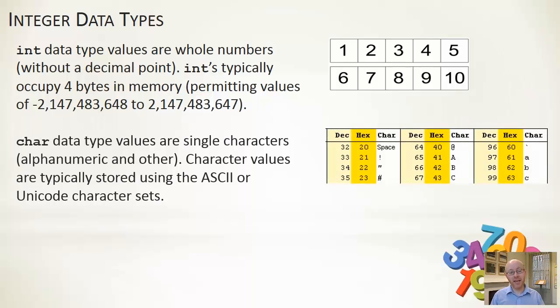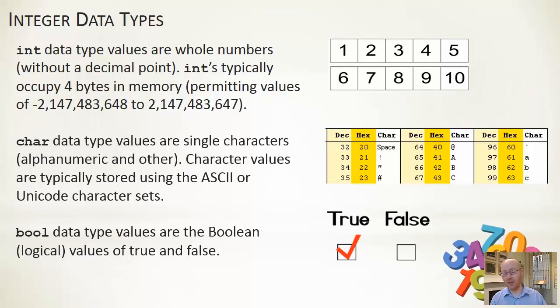For chars then, single characters, if they are represented using ASCII, then they're 8-bit values. For Unicode, generally 16-bit values, though Unicode also has an 8-bit character set that maps onto ASCII as well. And obviously for Boolean, we need a single bit, a 1 or a 0.